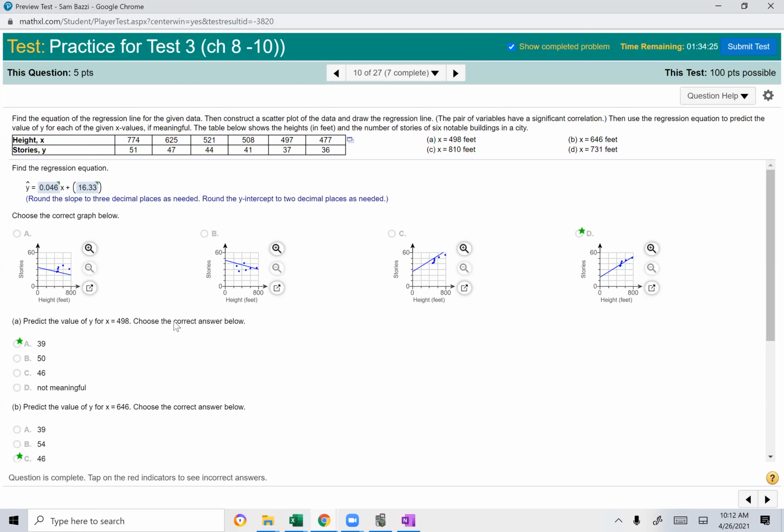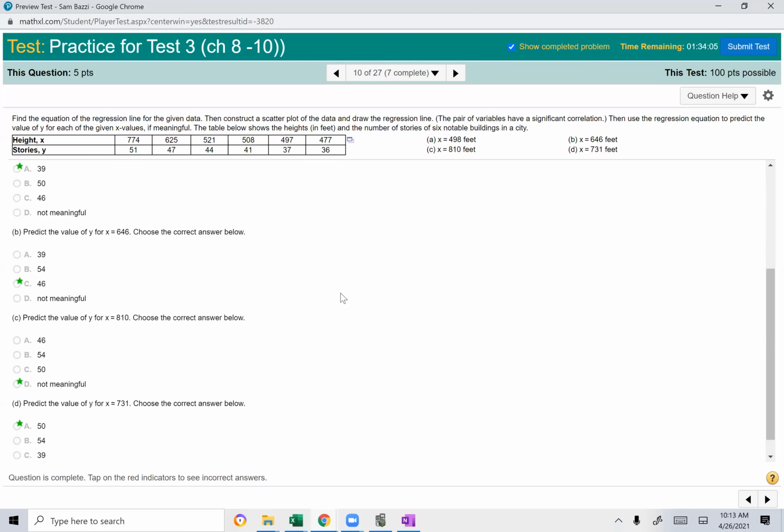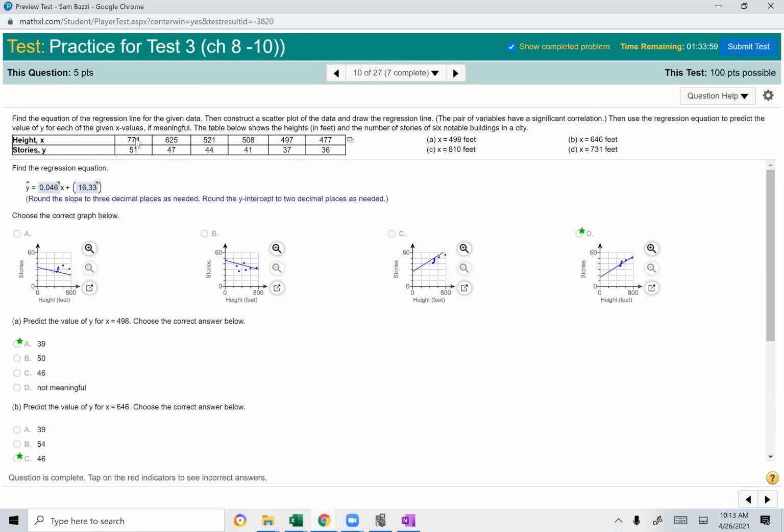If it is not within the range, then you could not do it. Predict the value for 646. Is 646 included within the range? Yes, you plug it in. So you put 0.046 times 646 plus 16.33. That's a different equation from what I got, guys, because I just clicked show completed problem and then it gave me a different problem. Let me show you where it's not meaningful. For 810, it says it's not meaningful. Why? Because you can see 810 is outside the range right there. So you just select not meaningful here.